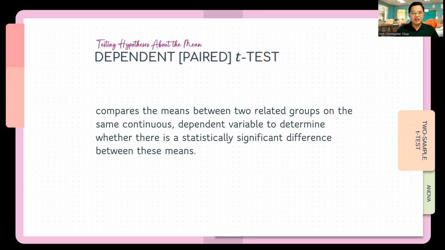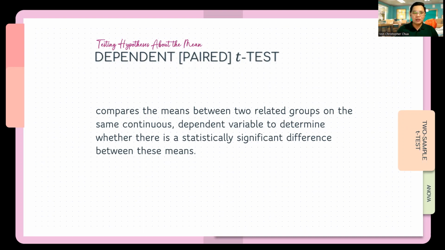Now, in this second video, we will be presenting two other t-tests, the dependent or the paired t-test and the independent t-test. Let us begin with the dependent or the paired t-test. The purpose of this specific test is to compare the means between two related groups on the same continuous dependent variable to determine whether there is a statistically significant difference between these means.